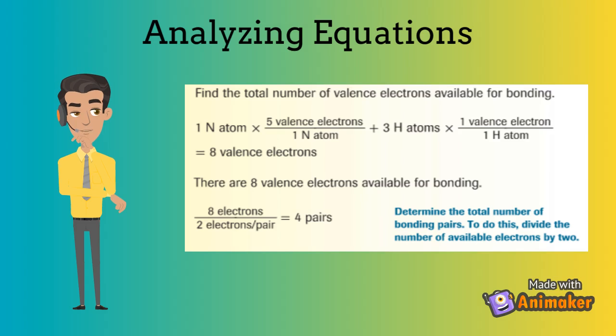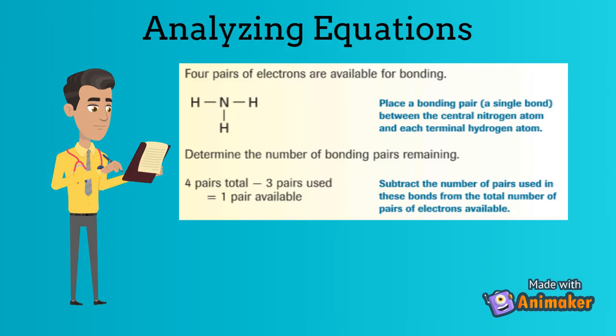In this problem, we have ammonia as the example. To find the total number of valence electrons, we have 1 nitrogen atom times 5 over 1, plus 3 hydrogen atoms times 1 over 1. This equals 8 valence electrons, and because they are in pairs, we divide this by 2, equaling 4 pairs. Then we place a bonding pair between the central nitrogen atom and each terminal hydrogen atom. This leaves only one pair available. We subtract the number of pairs used in these bonds from the total number of pairs of electrons available.